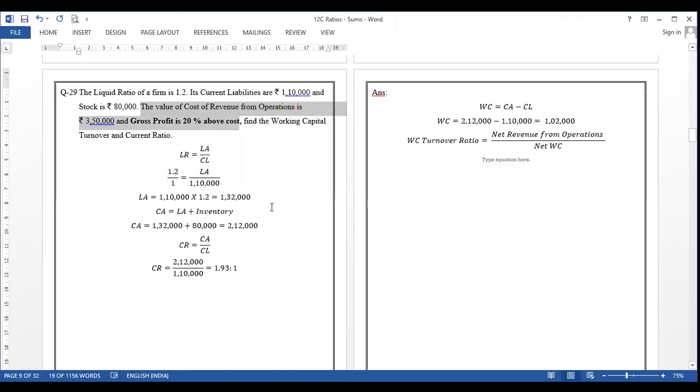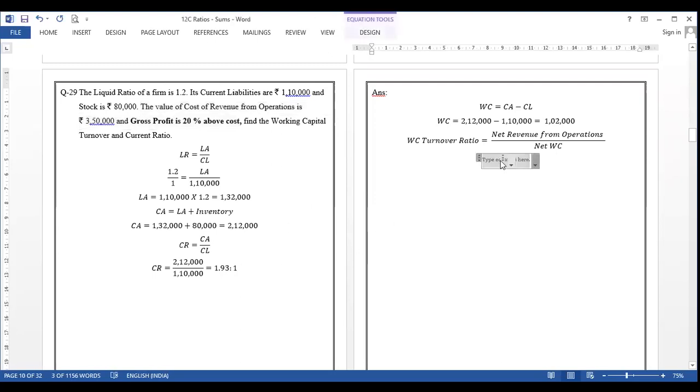Very good, very good. Now cost is given. Cost is 3,50,000. Gross profit is 20% above cost, so it is on cost only. Cost is already there with us. So let us calculate the gross profit. It's 3,50,000 into 20 upon 100. Yes, that's very correct. This will be 70,000.